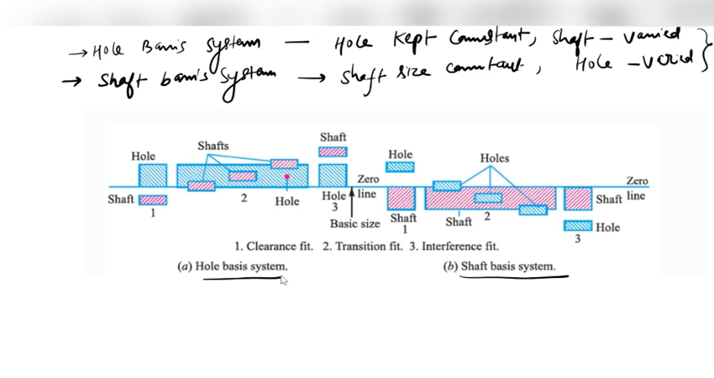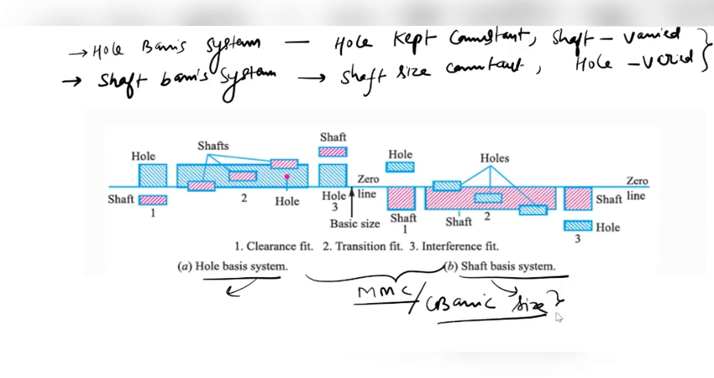One more thing is that in any of these systems, whether it is a hole basis or shaft basis, the maximum metal condition corresponds to the basic size, and for the hole, the maximum metal condition will be its low limit.